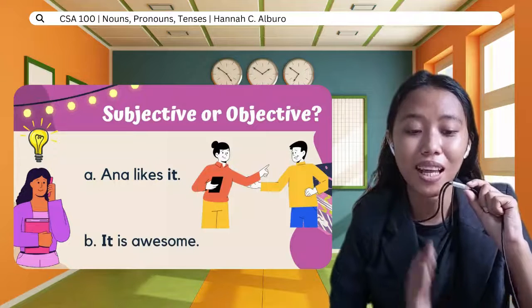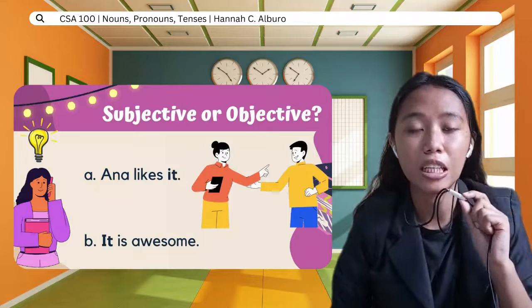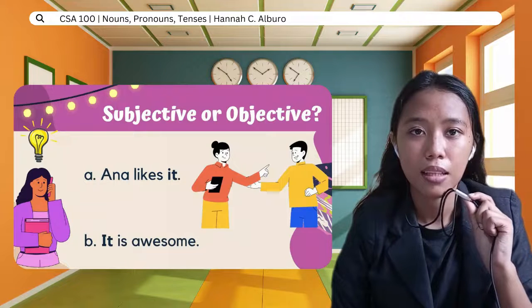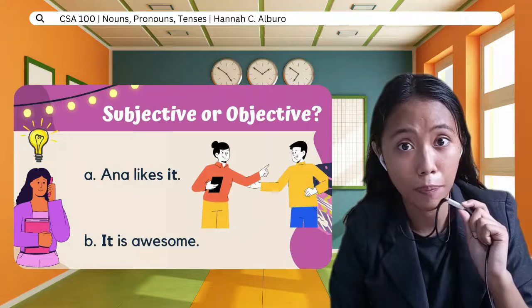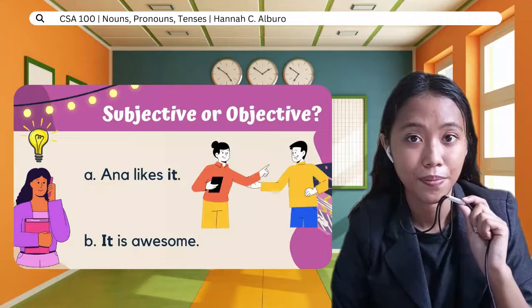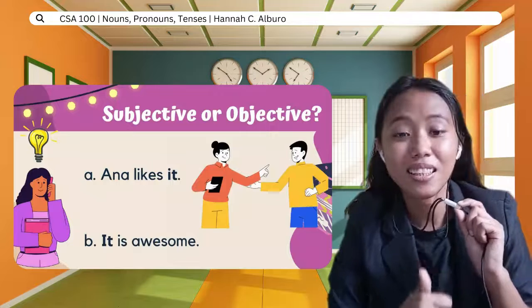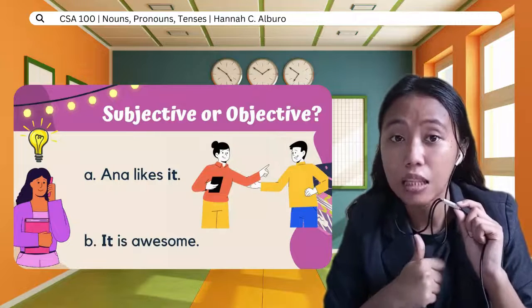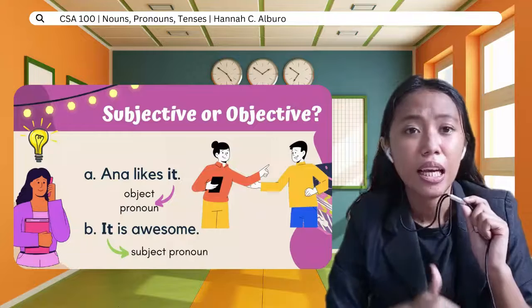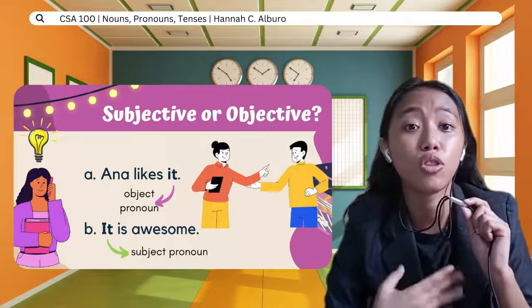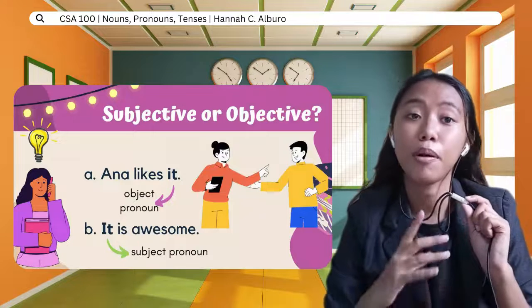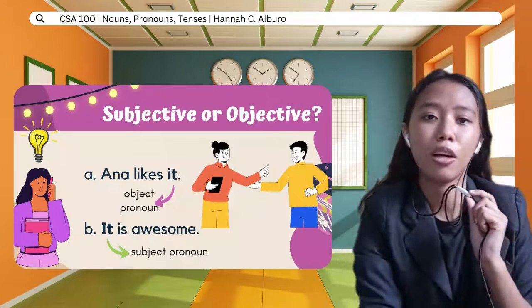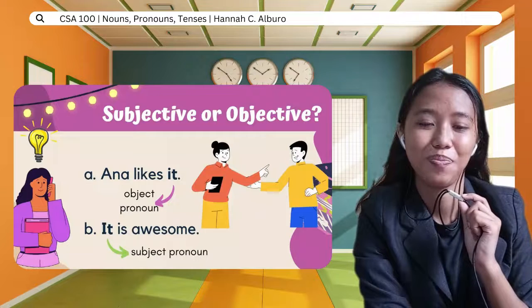Okay, now for the next slide, can you tell me which sentence functions as an object pronoun and which sentence functions as a subject pronoun? Okay, sentence A functions as an object pronoun. Why? It is because the pronoun it receives the action of being liked by Anna. And then in sentence B, the pronoun it functions as the subject of the sentence.